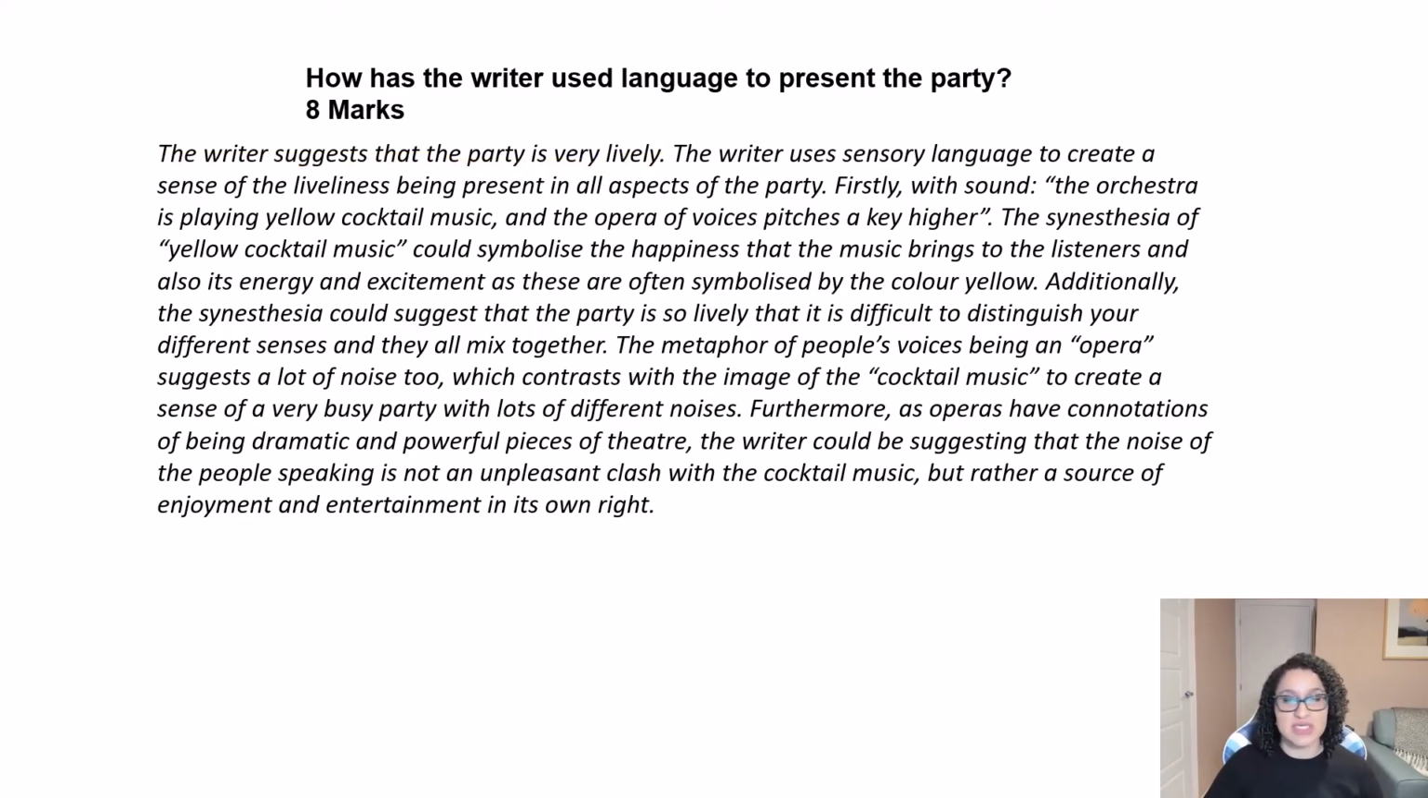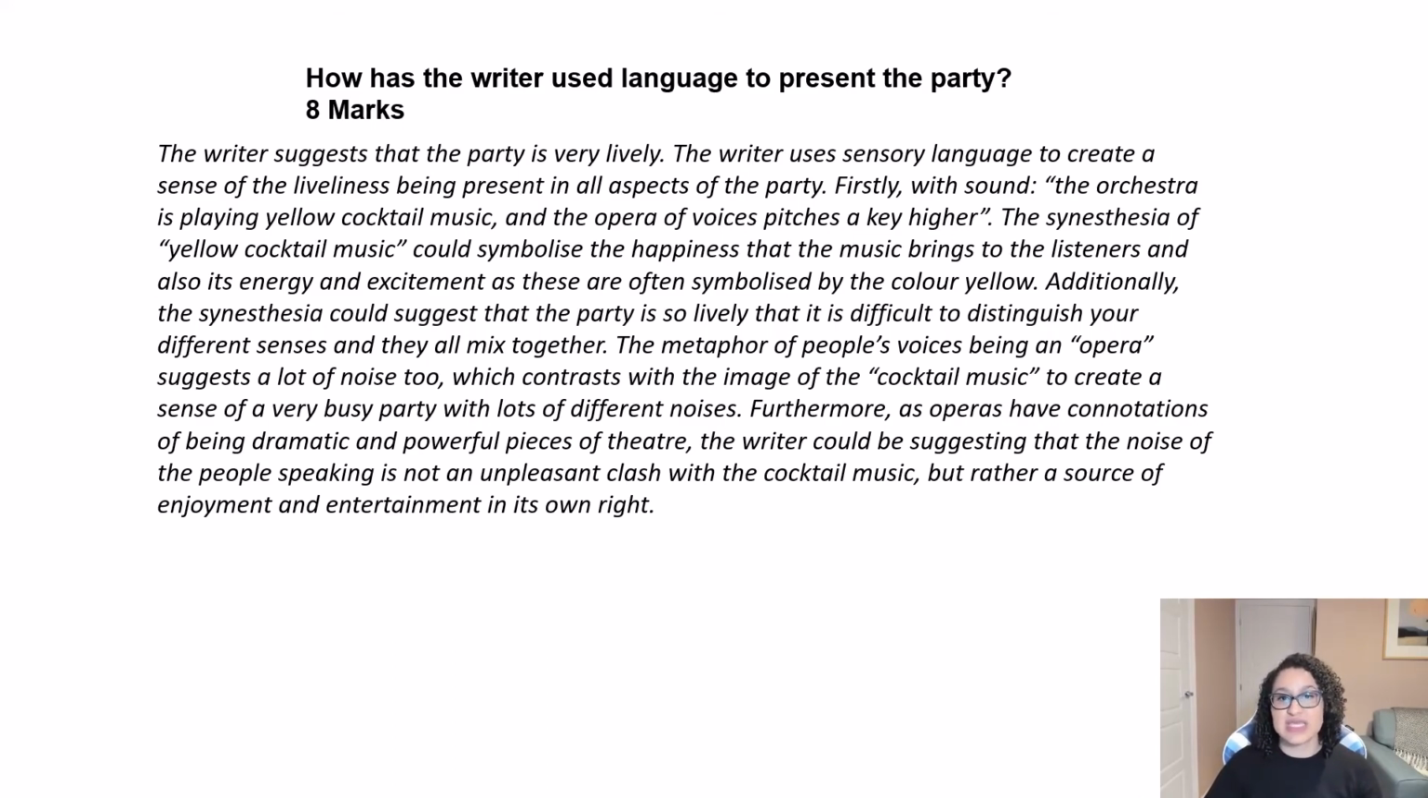One of the worst things that students do is they start their answer off by saying a really generic sentence that adds nothing. "The writer uses lots of different language and structural techniques to present the party." It's not answering the question, it's not identifying any techniques. Just don't do it. It's a waste of your time. It's a waste of the precious seconds you've got in this exam. Instead, just go straight in with what your idea is, what your answer to the question is. The writer uses sensory language to create a sense of the liveliness being present in all aspects of the party.